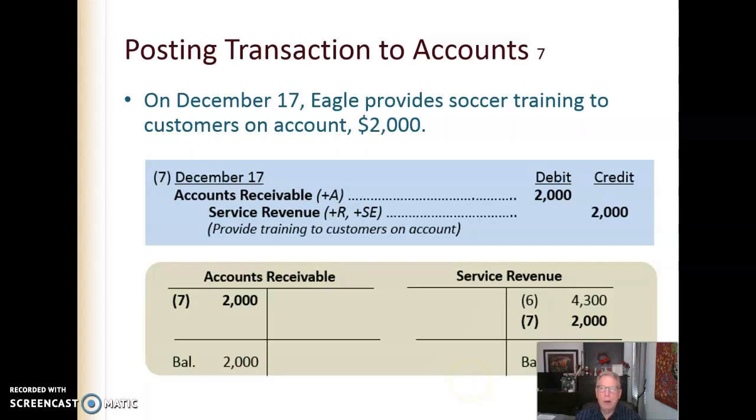Here, we provided some soccer training to customers on account for $2,000. So, accounts receivable is a current asset on the left-hand side. We make it get bigger by debiting it. Service revenue lives on the right-hand side of the income statement. The only things on the right-hand side are revenue accounts. And so we are going to credit service revenue to make it get bigger. Now, when we do our closing entries and it rolls into the retained earnings in the stockholders' equity section, it will increase stockholders' equity.